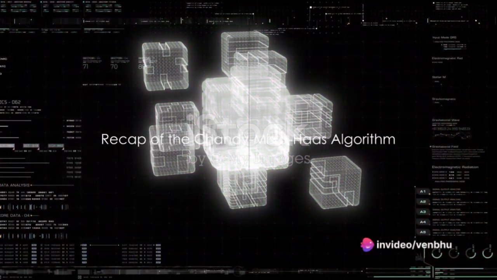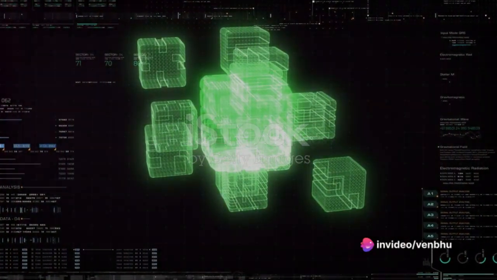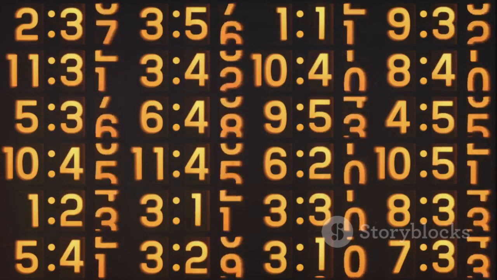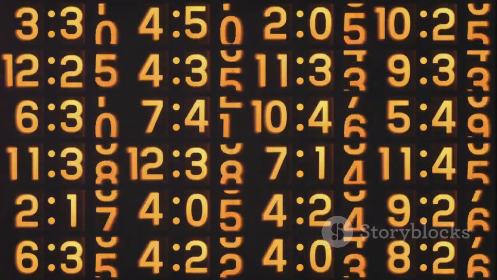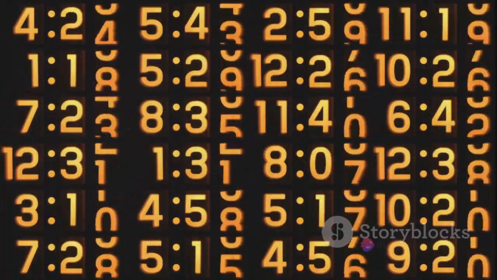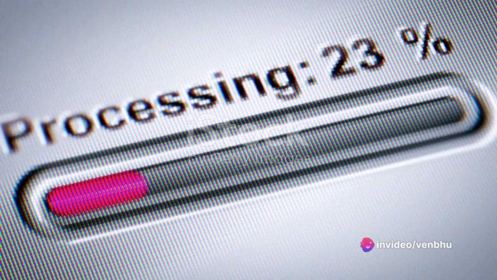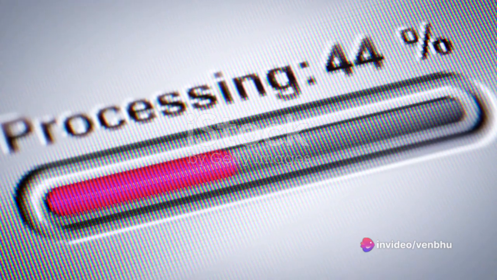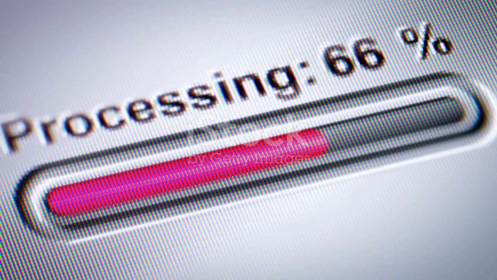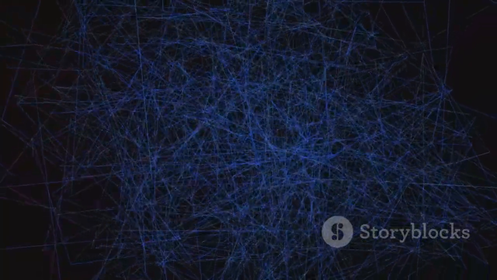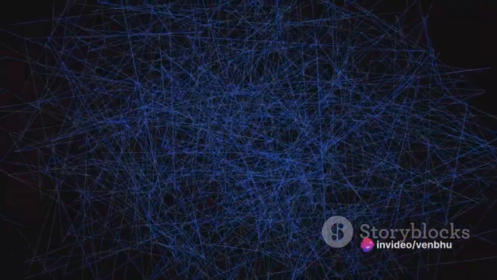Now, let's recap the key points discussed about the Chandy Misra Haas algorithm. Firstly, this algorithm is a solution to deadlock detection in distributed systems, where traditional methods might fail due to the absence of shared memory or a central clock. Secondly, the algorithm operates on the OR model, which stipulates that a process is only blocked if all the resources it requests are unavailable. Thirdly, the Chandy Misra Haas algorithm consists of 3 main steps: initiation, propagation, and response.